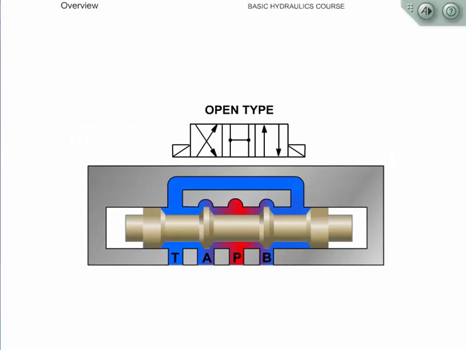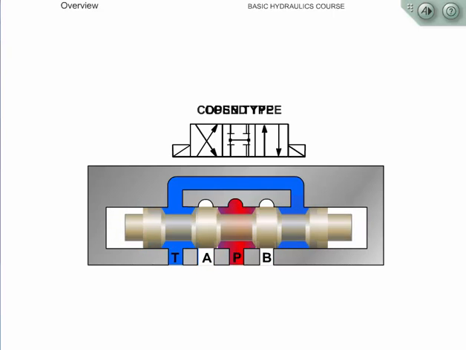This open type configuration connects P, T, A, and B together, giving us an open center and work ports that drain to the tank. This configuration is often used in motor circuits to allow freewheeling in neutral. This closed-type configuration blocks P, T, A, and B in neutral, giving us a closed center. This center type is common in parallel circuits where we want to stop and hold a load in mid-cycle.